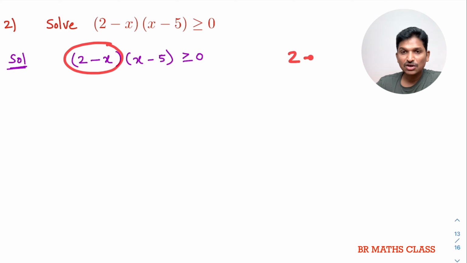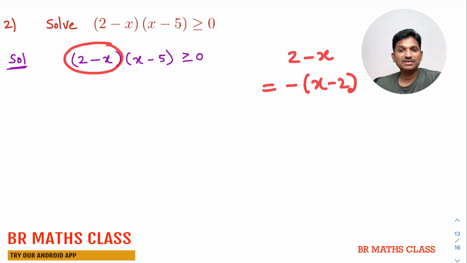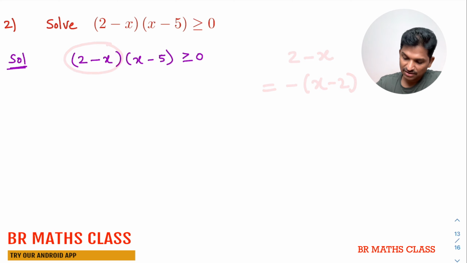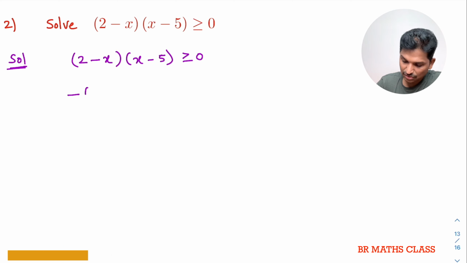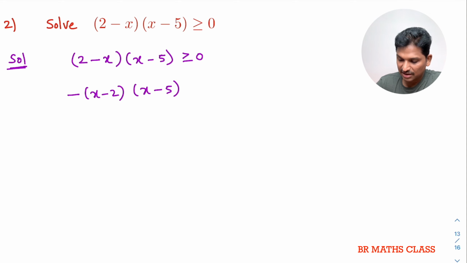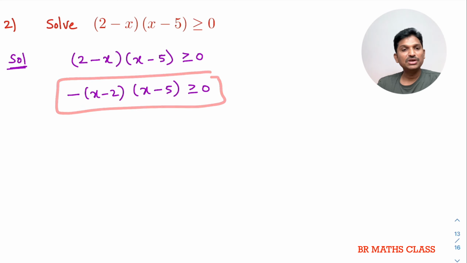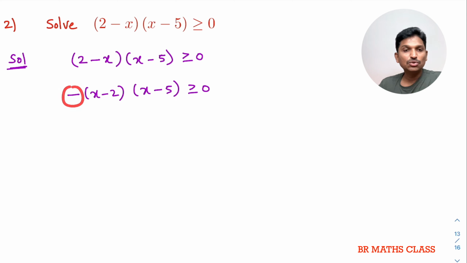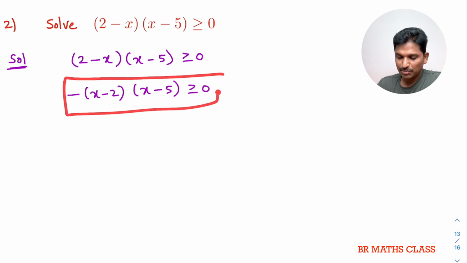See, you know that 2 minus x can be written as minus of (x minus 2). If we take minus common, 2 minus x can be written like this. So here, minus of (x minus 2) into (x minus 5) greater than or equal to 0. Now this is the inequality. You observe that a minus sign is there now. What I will do, this complete inequality I will multiply with minus 1 on both sides.